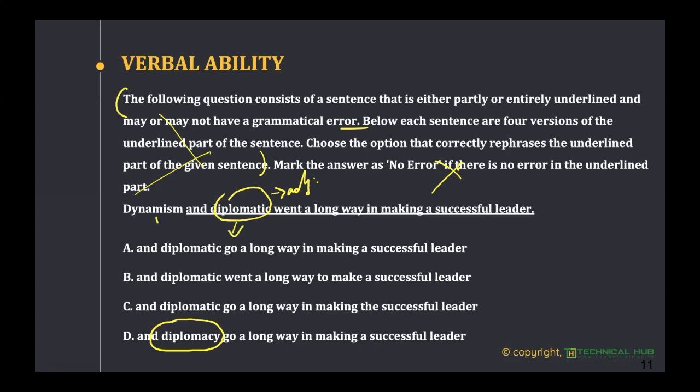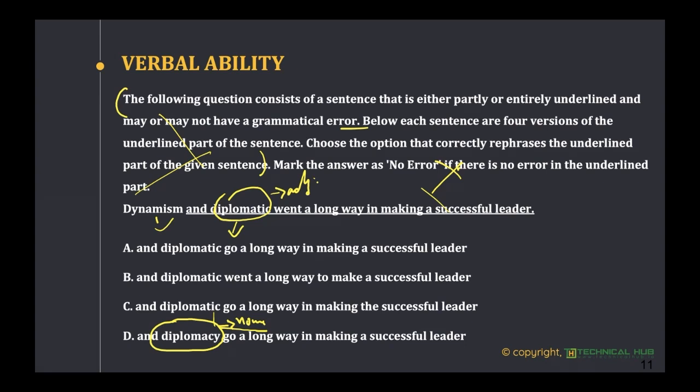Dynamism and diplomacy go a long way in making a successful leader. Oh, I'm sorry. Diplomatic is an adjective. Dynamism and diplomacy, that means two nouns. Two nouns you should always have so that it becomes proper. These are the major features of a person. So we use this one. Correct?